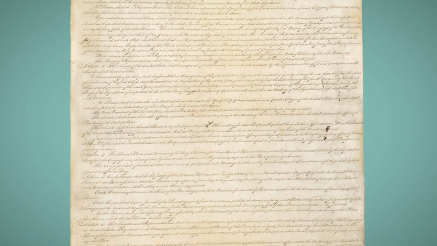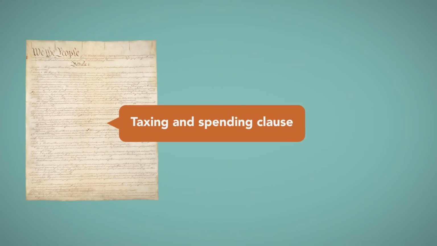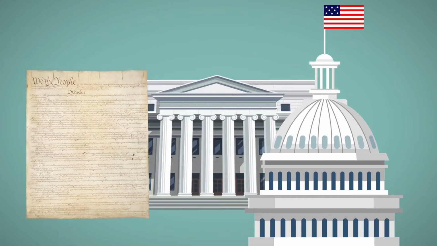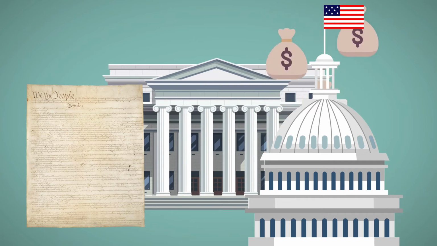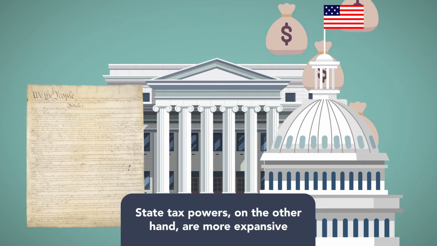Like many other key terms of the Constitution, the taxing and spending clause has evolved over time. Over the past 200 years, the Supreme Court has increased Congress's power to tax and spend as litigants have raised challenges to federal tax laws. State tax powers, on the other hand, are more expansive.